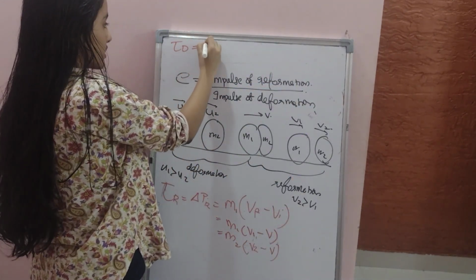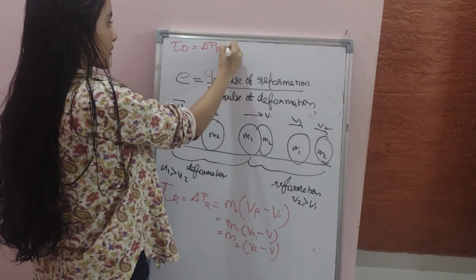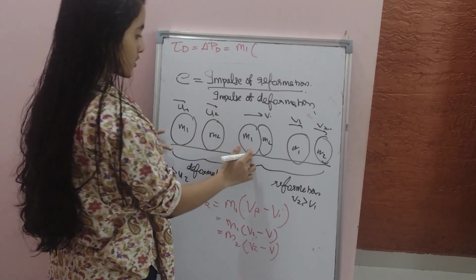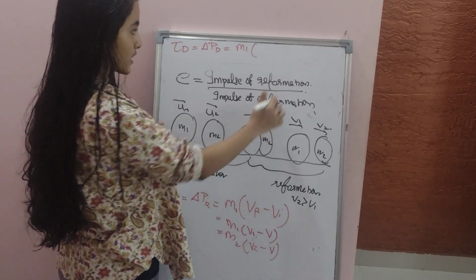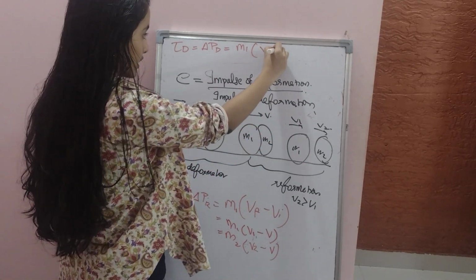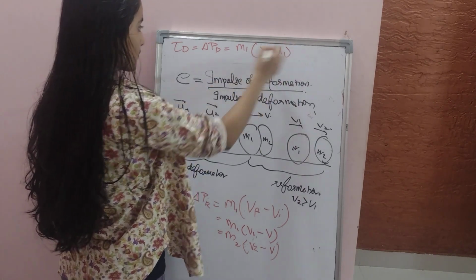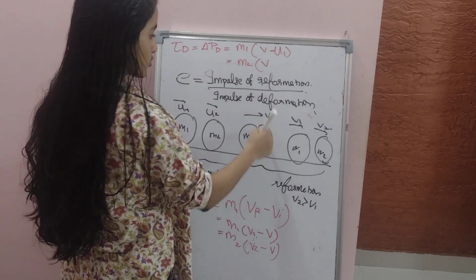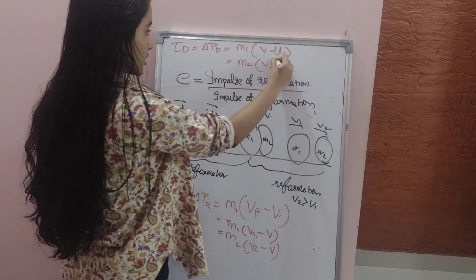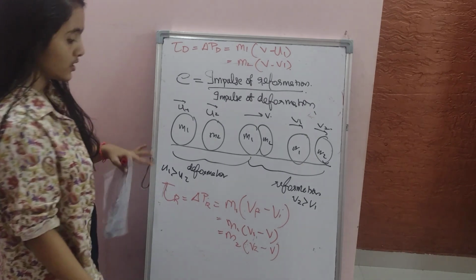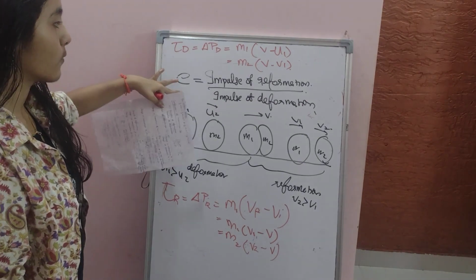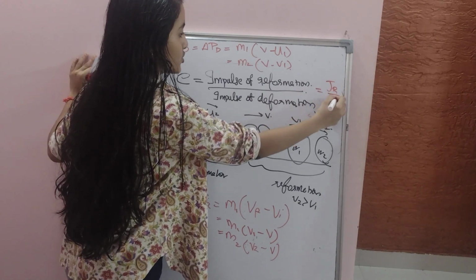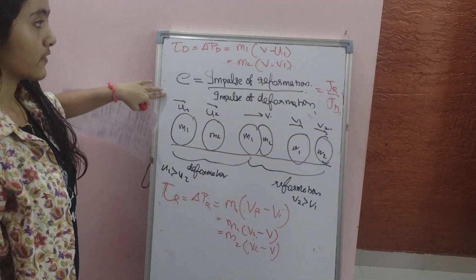Now we take JD. JD is change in momentum during deformation. For m1, the final velocity is v and the initial velocity is u1. In case of m2, the final velocity was also v, and the initial velocity was u2. Now we have JR and JD. What is E? E is impulse of reformation divided by impulse of deformation, JR divided by JD.